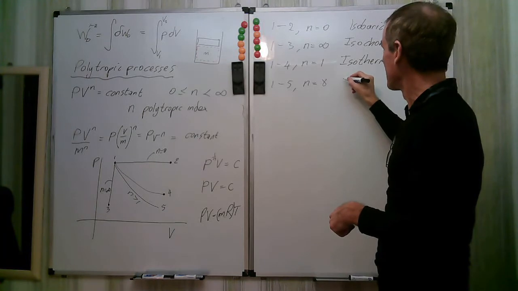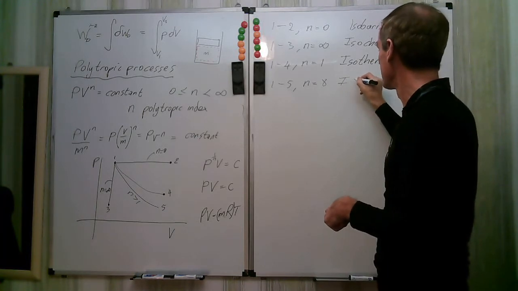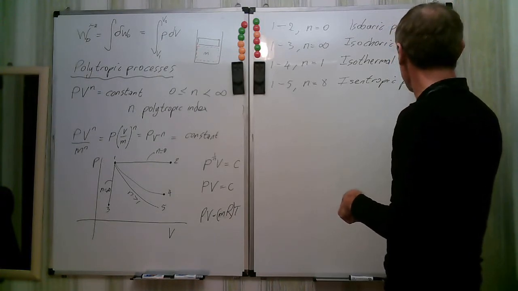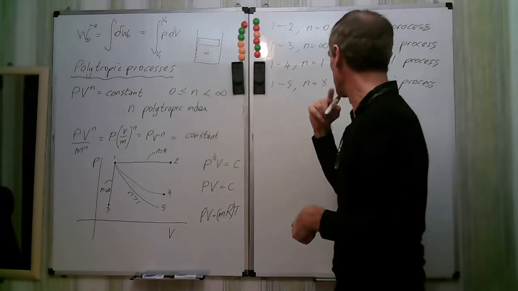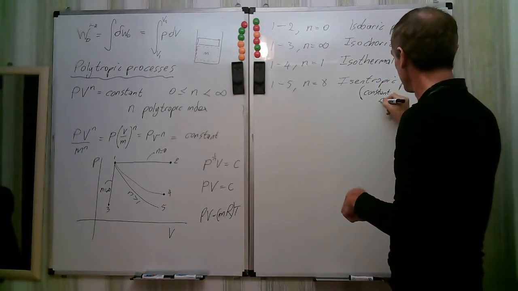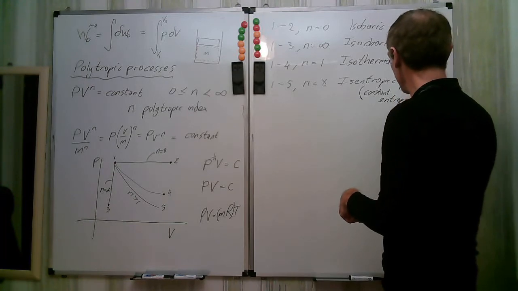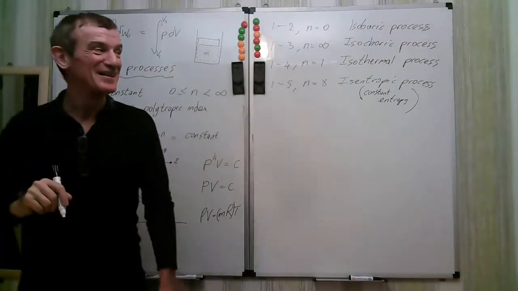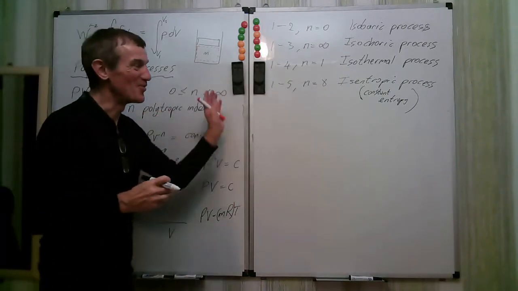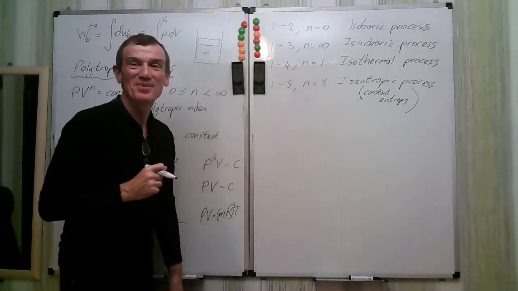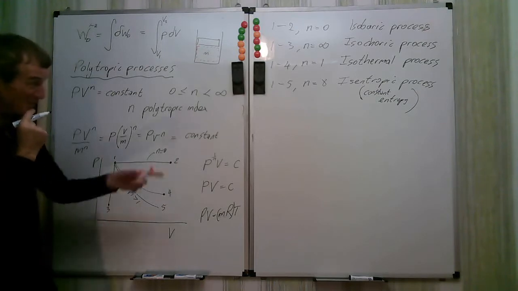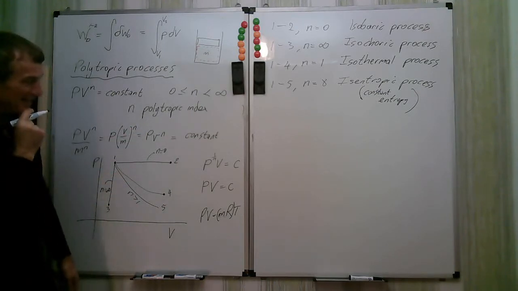So what we find for that case is an isentropic process. So this is constant entropy. Don't worry about that at this stage. I'm just mentioning it. It's a particular type of process, but this captures it as well. So might as well just throw it in here. When we get on to entropy, we'll go back and look at that particular one again.